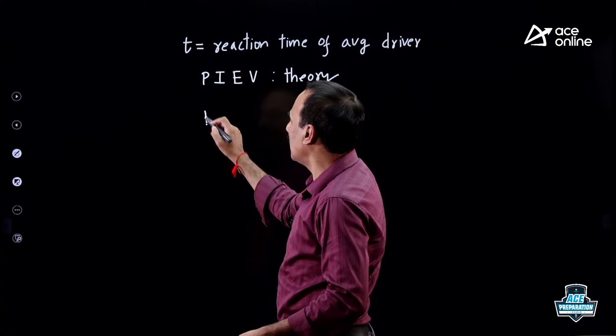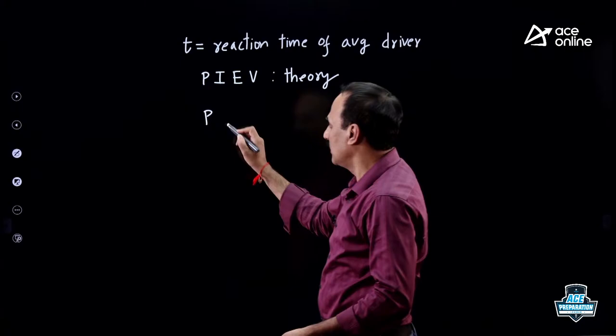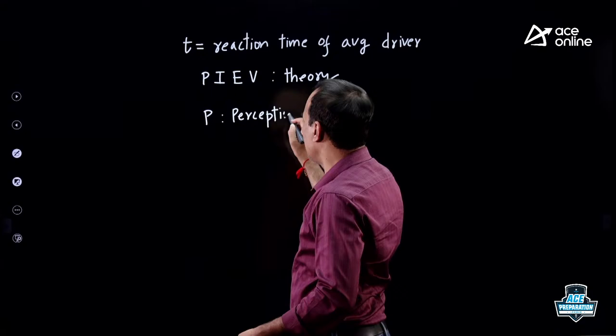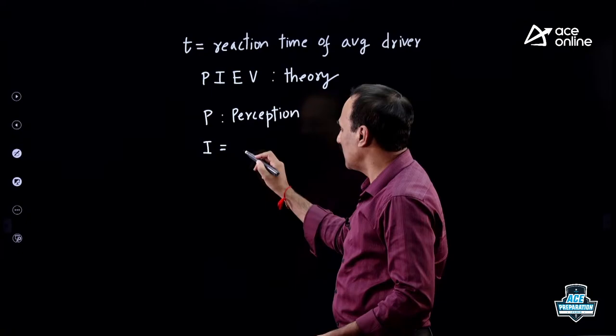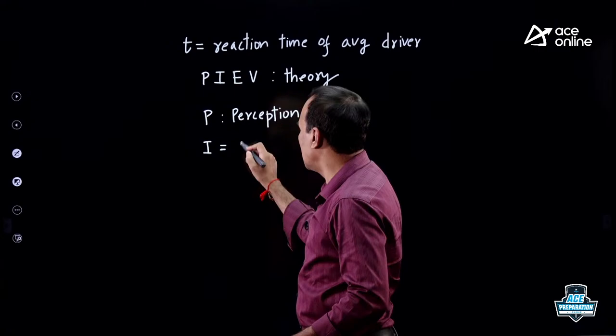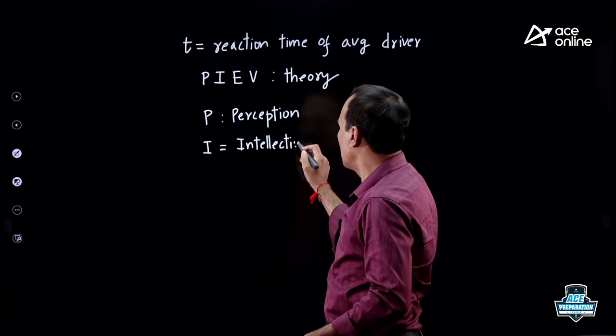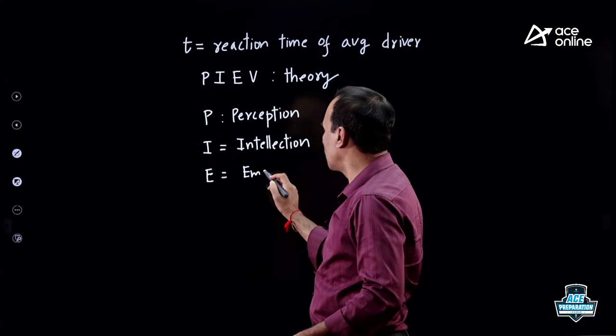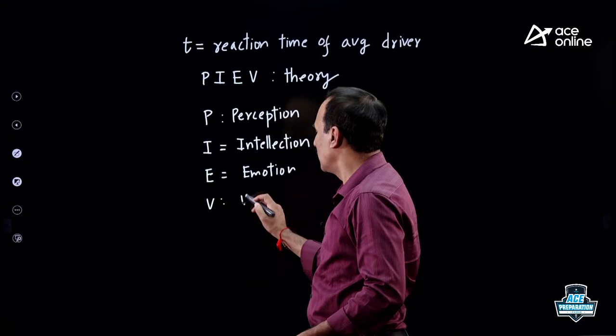What is P called? P called perception. Perception is to see the obstruction. I called intellection. Intellection means driver has to analyze what exactly happening there. Intellection, nothing but analysis. E is called emotion. Driver has to react. And V called volition. Volition is application of brake.